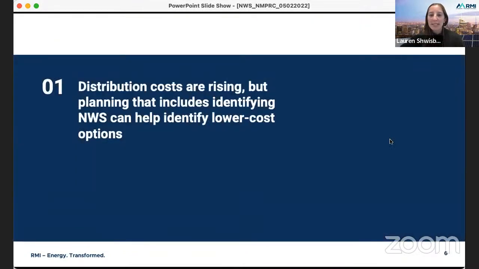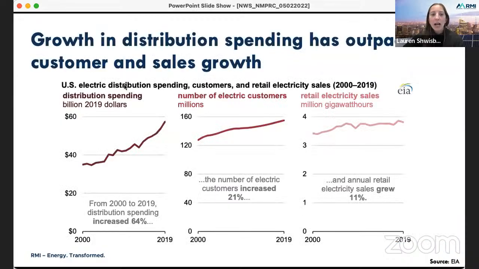So first, I just wanted to touch on, again, the motivation for non-wire solutions and put a finer point on the rationale here. So distribution system costs are rising. I'm going to go through these quickly, but I thought they were really important rationale for why non-wire solutions in particular can benefit ratepayers. So this first chart here from the EIA is really showing the point that growth in distribution spending has outpaced both additional customers and sales growth.